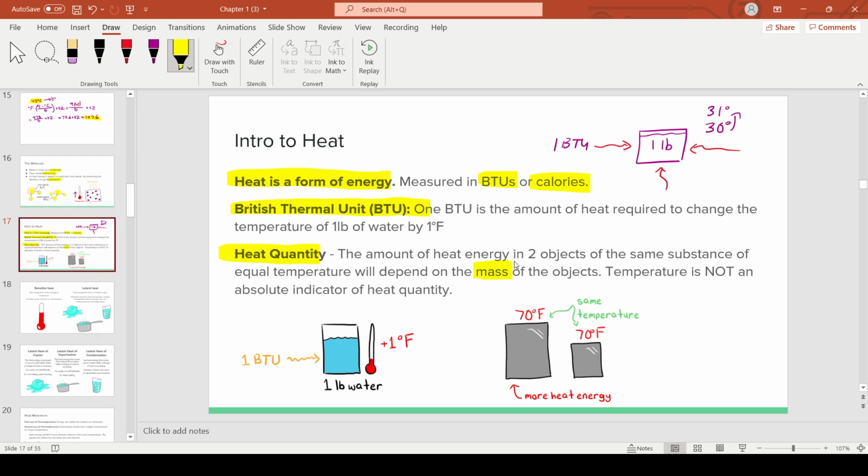Either way, temperature is not an absolute indicator of heat quantity. I have these 2 blocks of iron right here. This one is bigger than this one. Both of them are at 70 degrees Fahrenheit, the same temperature. But this one right here has more heat energy because it's bigger. It has more space to hold that heat energy. So, temperature is not an absolute indicator of heat quantity. That's something you have to know, and I will say it again and again and again.